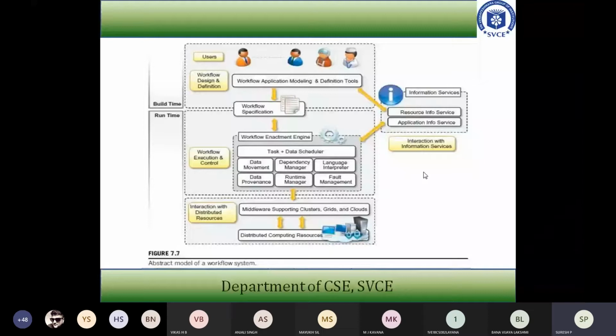Now once it is done, the workflow dependency, everything, when the language and interpreter have been calculated, that will be achieved by leveraging the distributed infrastructure, which will be at the last bottom block. So you are interacting with the distributed resources. The workflow specification will be written in the XML language. XML stands for extensible markup language.